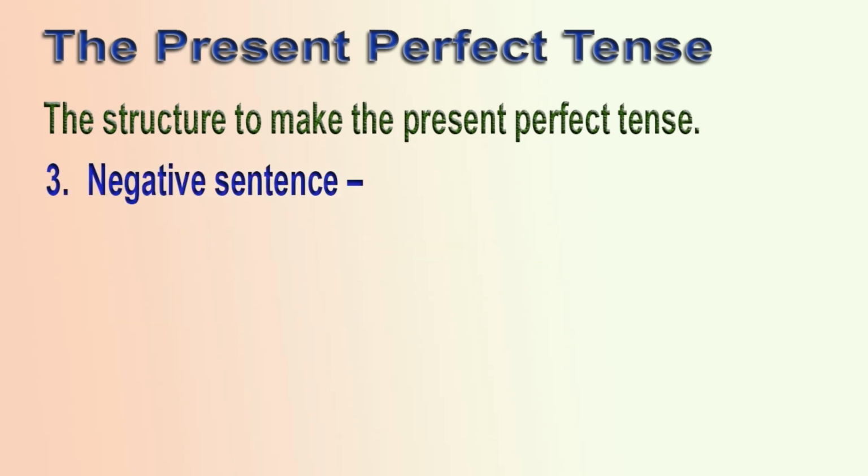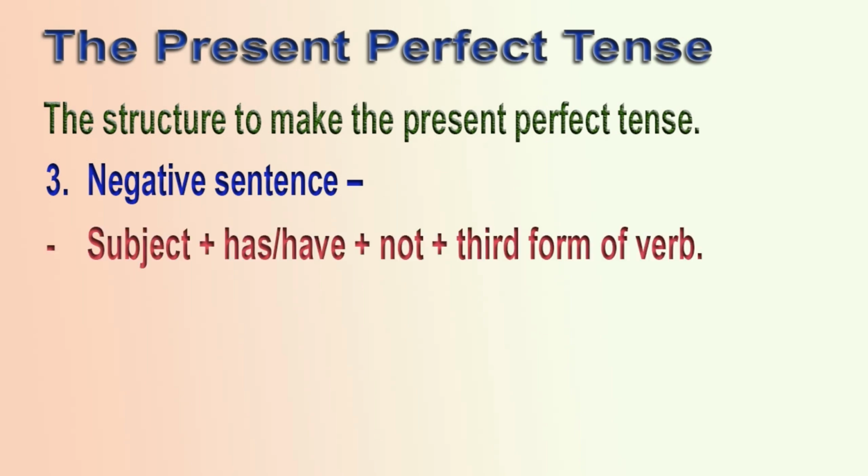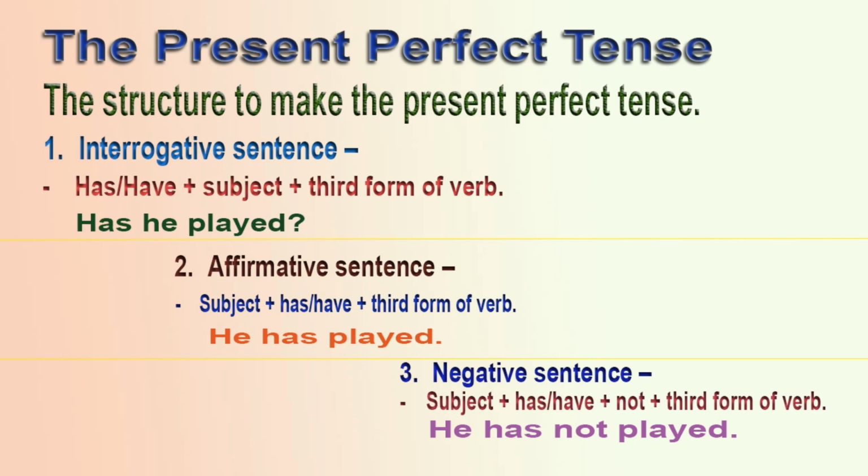3. Negative sentence. Subject plus has or have plus not plus third form of verb. He has not played. Look at all again.